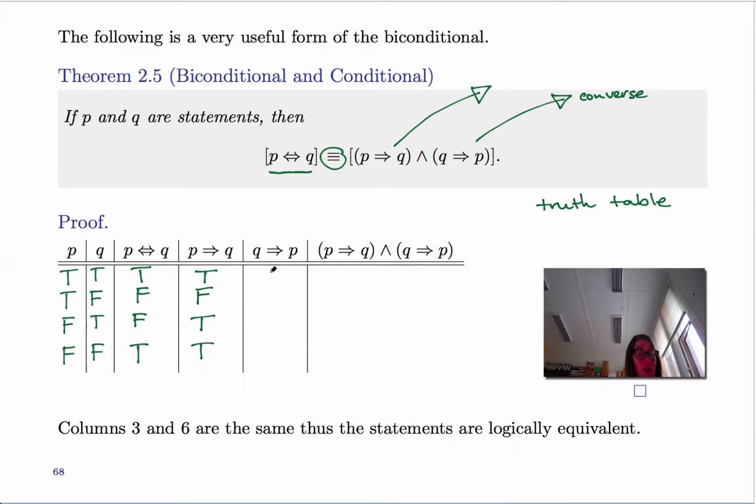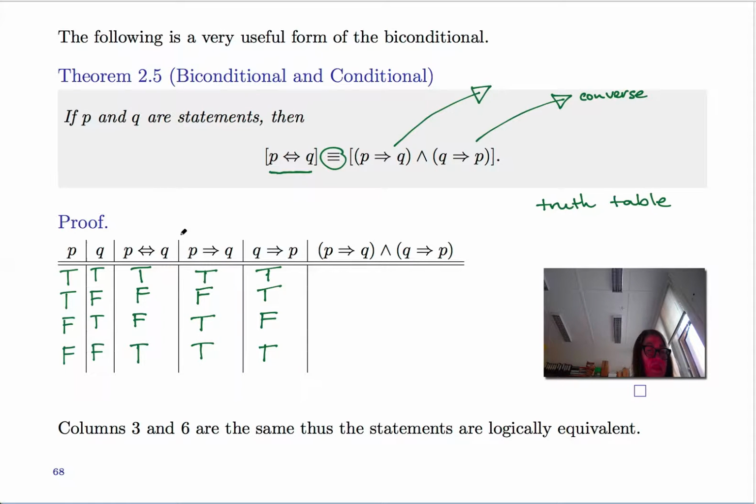Going the other way, Q implies P. It's true when P and Q are both true. It's true when Q is false. And it's false when Q is true and P is false. So we've got the conditionals filled in here and the biconditional.